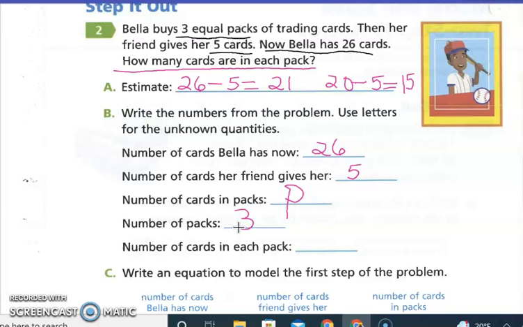So this is one of our facts for our little test. And then we don't know this either. We don't know how many cards are in each pack. Okay?